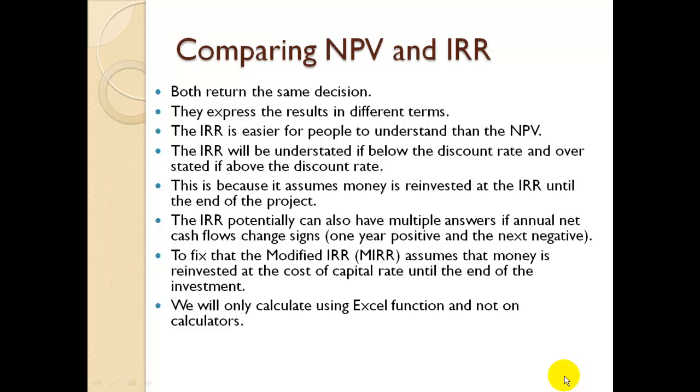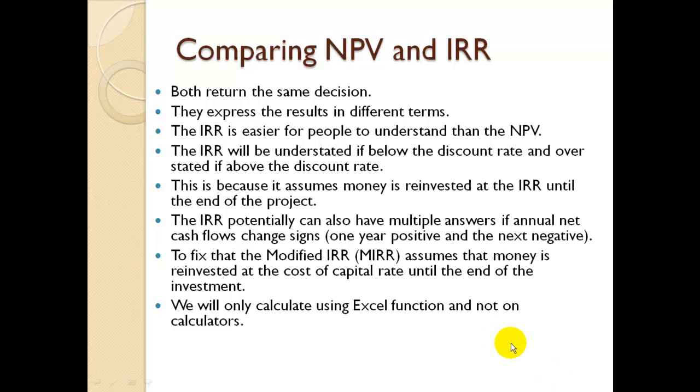If you have annual net cash flows that have positive signs, so positive returns, and then in another year you have a negative return, then that can cause it to have more than one answer. If you're good at your algebra and calculus, what this means is you've got a nonlinear curve, and so you've got multiple optima. To fix it, we do the modified internal rate of return, or MIRR, and this assumes that the money is reinvested at the cost of capital until the end of the investment.